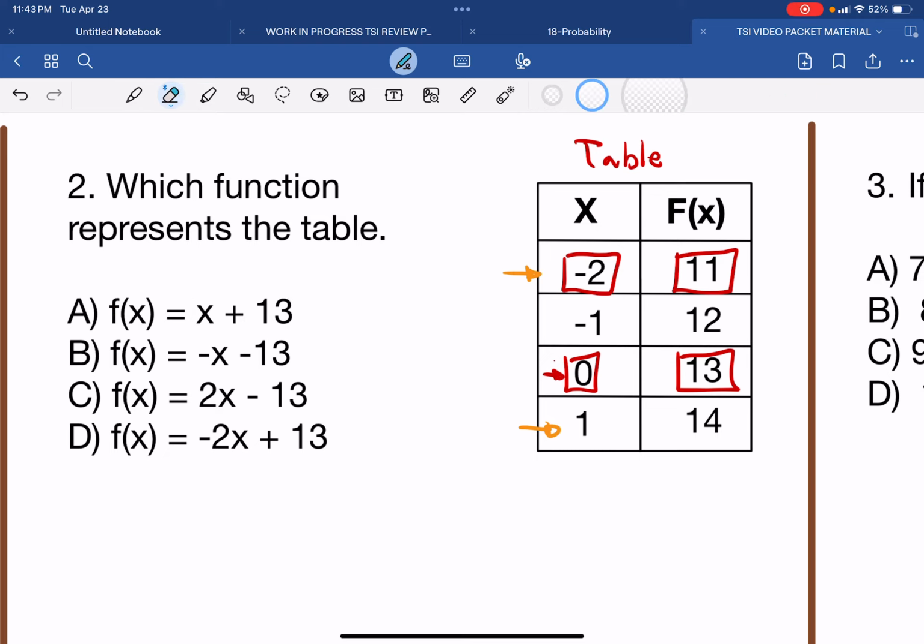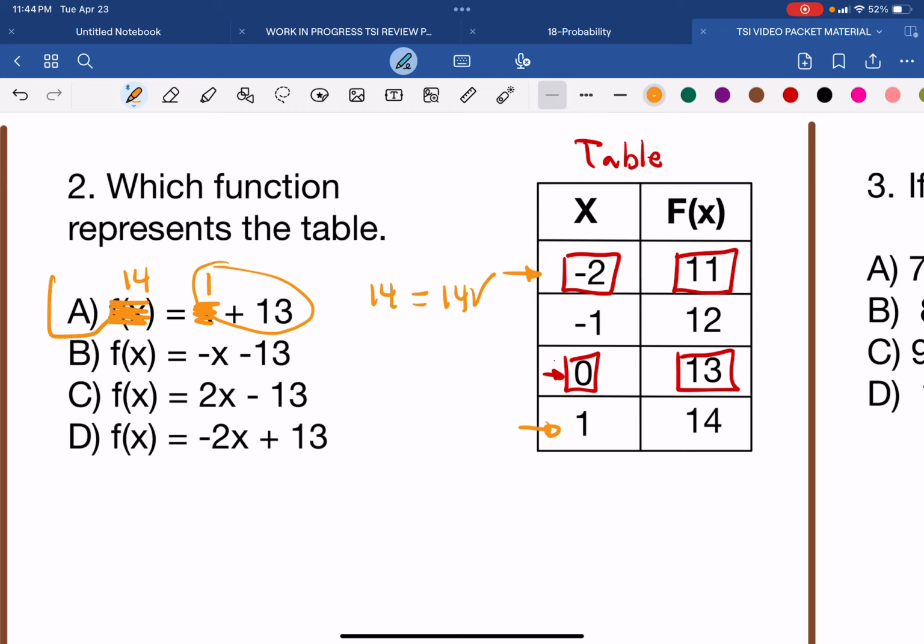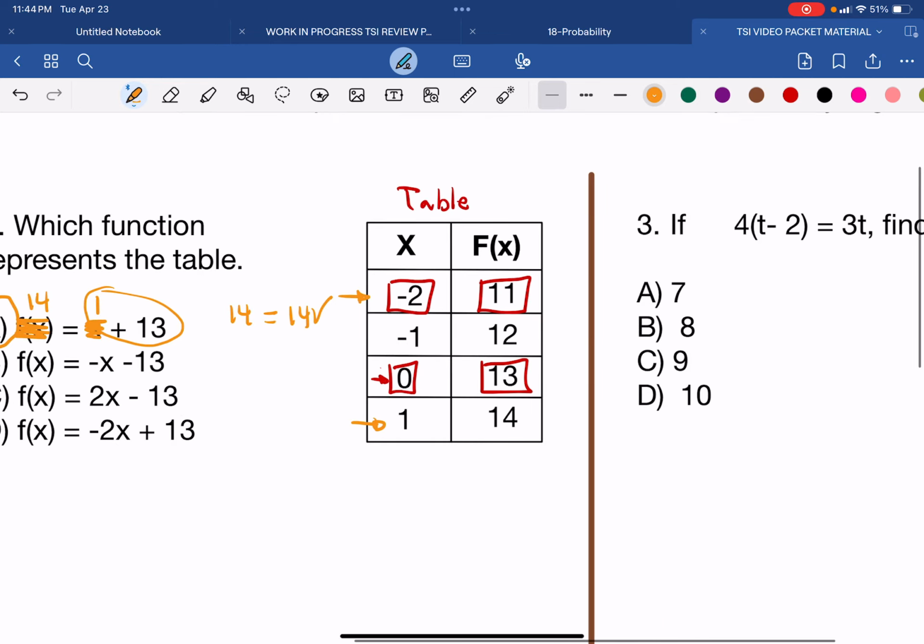I'm going to do the same thing. I'm going to replace the x with 1, and f of x with 14. So 1 plus 13 is 14. Is 14 equal to 14? The answer is yes. Guess what? That is my answer. Did you see how I replaced the x and the f of x with a value? That's one of the practices you could do with answer choices. If they give you answer choices, we could evaluate using this ability.